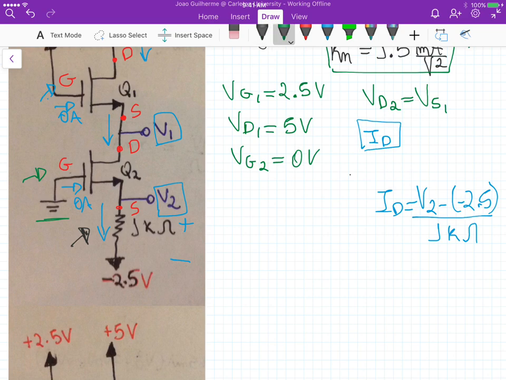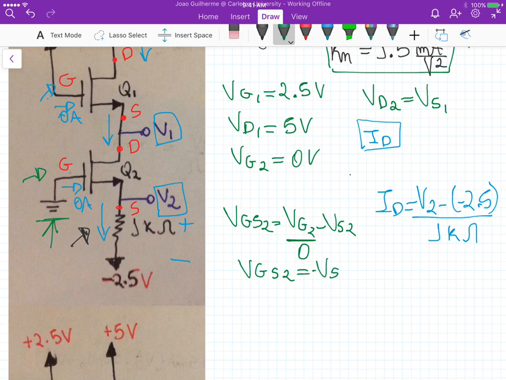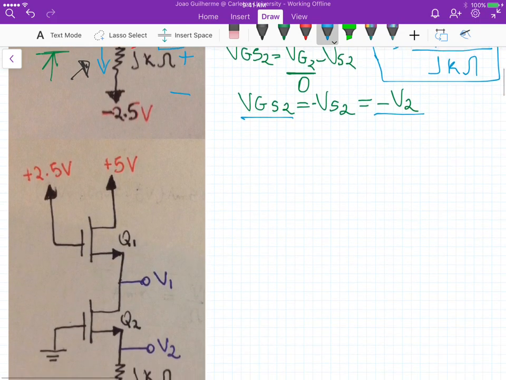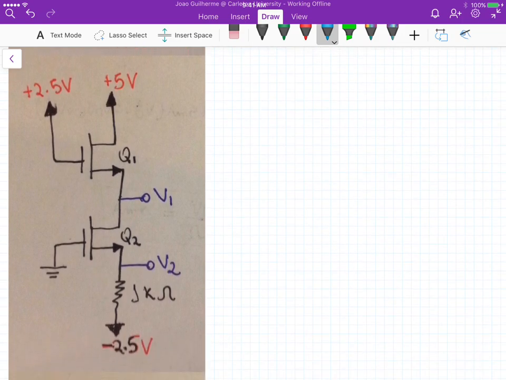So we know that VGS2 is equal to VG2 minus VS2. And because the gate here is grounded, we know that this voltage here is 0. So in our case, VGS2 is equal to minus VS2, which is equal to minus V2, right? Because it's the same potential here, right? So we have this equation here, and we also have this one for ID. So now that we have that VGS2 is equal to minus V2 and that ID also depends on V2, we can use the drain current in saturation mode to calculate this current.